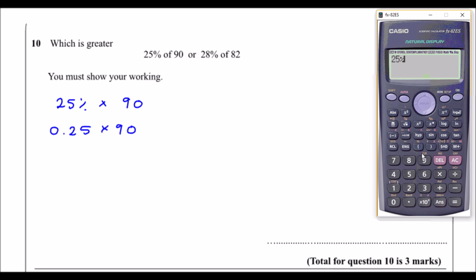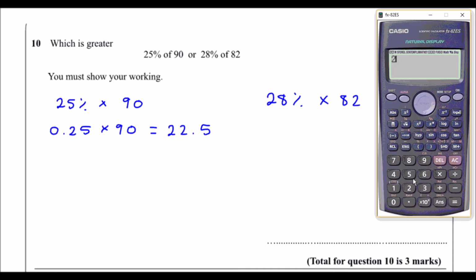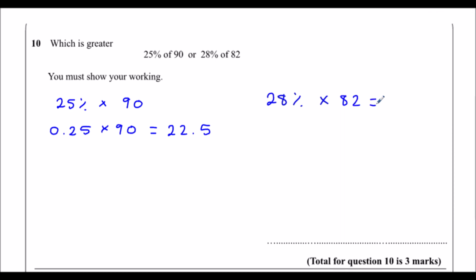So 25% times 90 is 22.5, or 0.25 times 90, 22.5. So that's 22.5. And then 28% of 82, that's 22.96. So which is greater, 22.5 or 22.96? 22.96. So 28% of 82 is bigger.